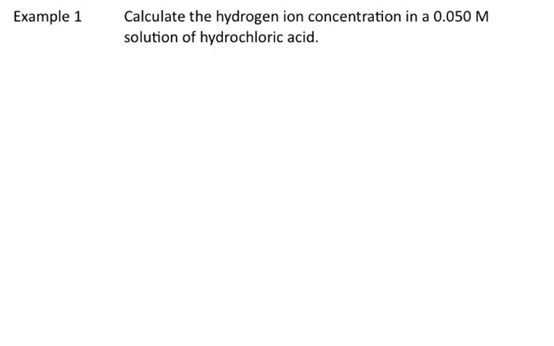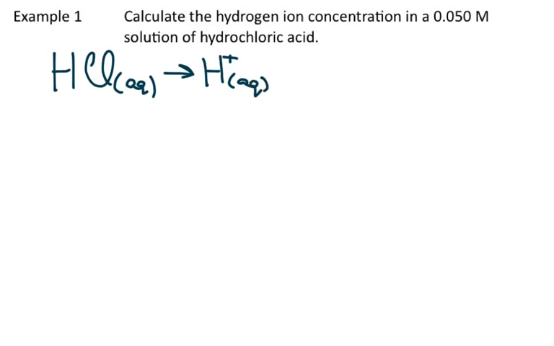No matter whether it's a strong acid or a weak acid, we always start the process the same. We need the balanced dissociation equation, which we can actually take straight out of that table. We have HCl, which is aqueous, which yields H+ and Cl-.